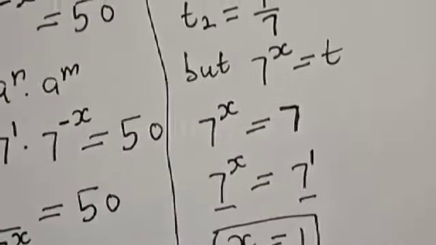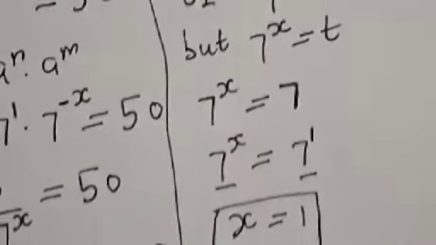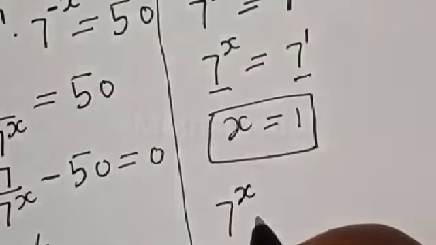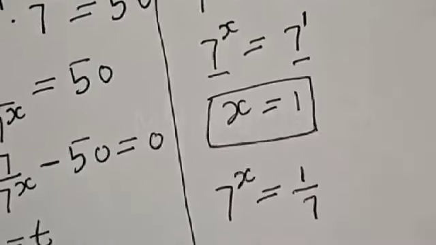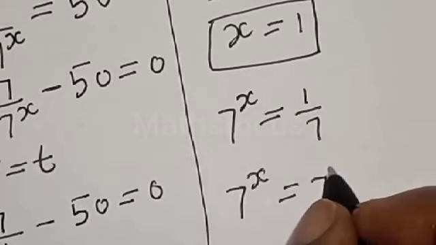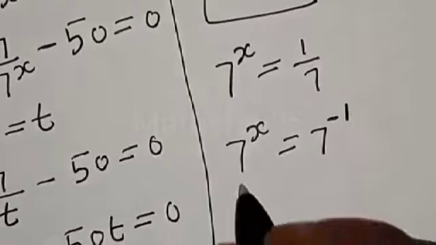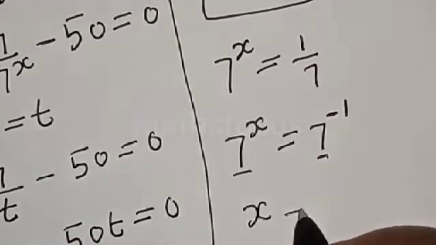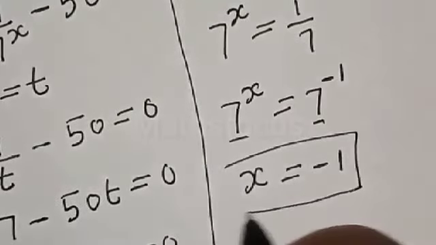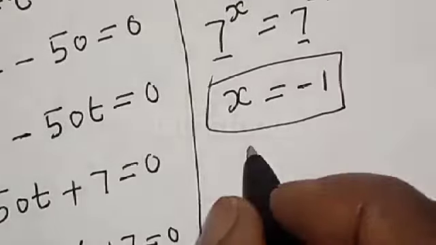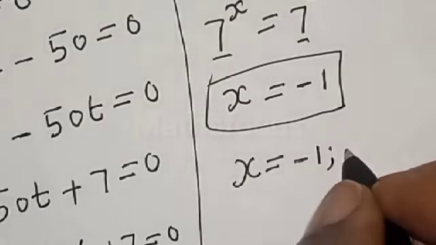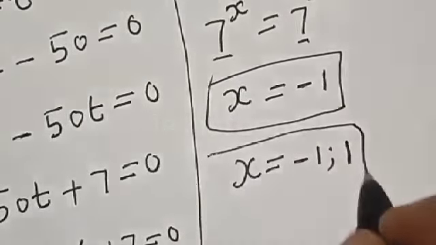Also, at t2 is equal to 1 over 7, we have 7 raised to the power s is equal to 1 over 7. Now, 7 raised to the power s is equal to 7 raised to the power minus 1. Now, they have the same base. s is equal to minus 1. That is the second value of s. Therefore, the values of s are s is equal to minus 1 and 1. That is our final answer.